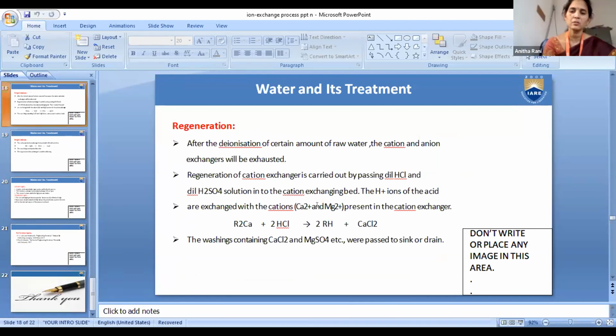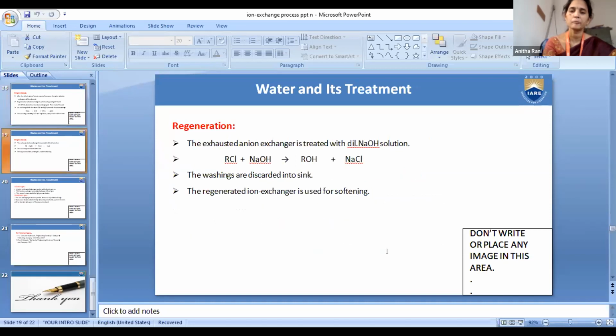For the cation exchanger bed, we will use a regenerating solution. We will pass dilute HCl over the cation exchanger bed, and exchange of the cation will take place. That is, the H plus ion is exchanged with calcium. So we get the cation exchanger bed back as RH, plus calcium chloride, which is the waste that we pass into the drain.